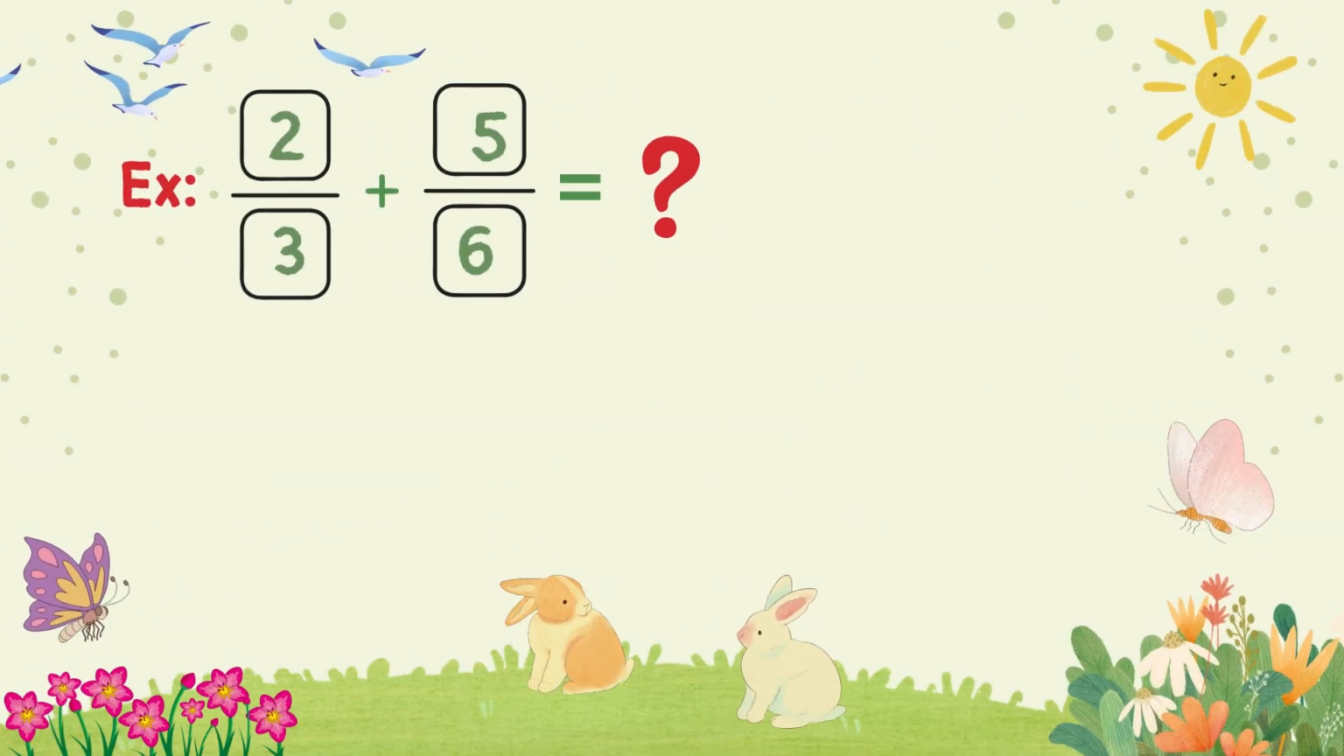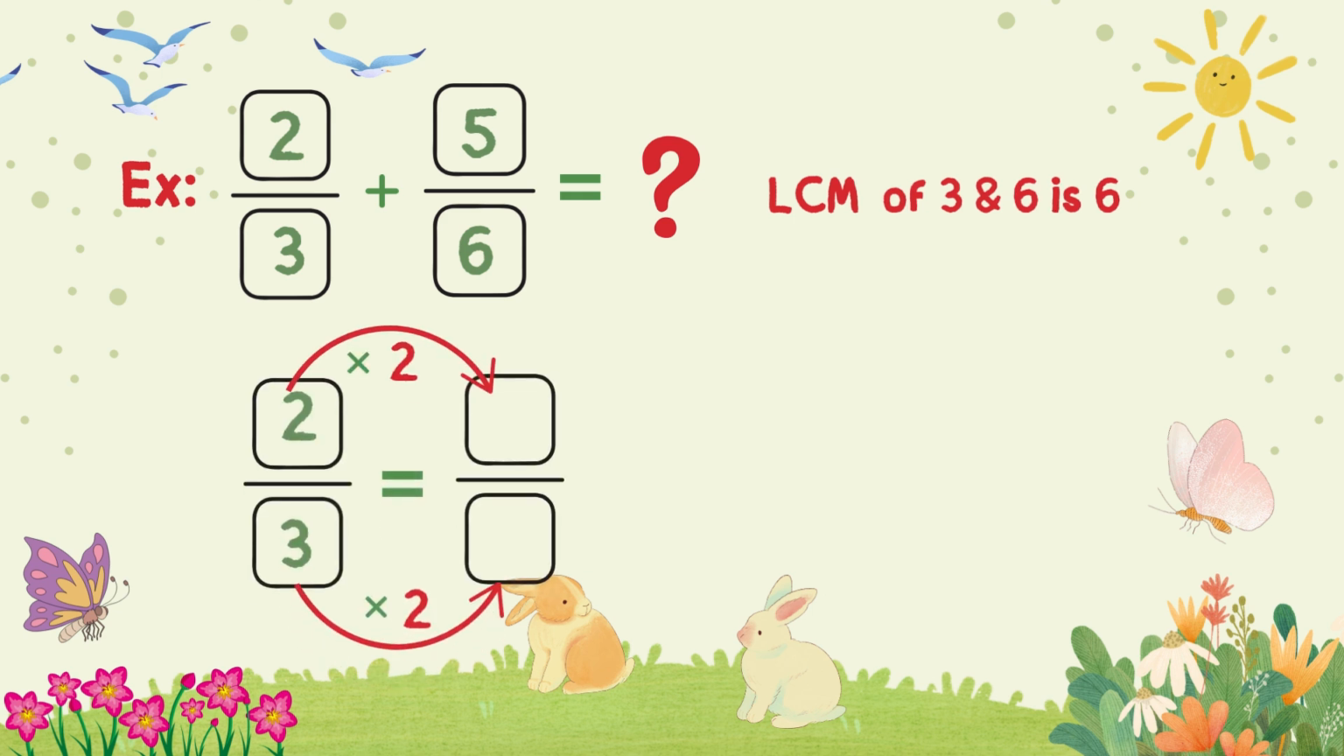Okay, let's look at another example. In this example, we have 2 out of 3 plus 5 out of 6. The smallest number that 3 and 6 can divide into is 6. Next, we convert 2 out of 3 to have 6 as the denominator by multiplying both the numerator and denominator by 2. This gives us 4 out of 6 plus 5 out of 6.